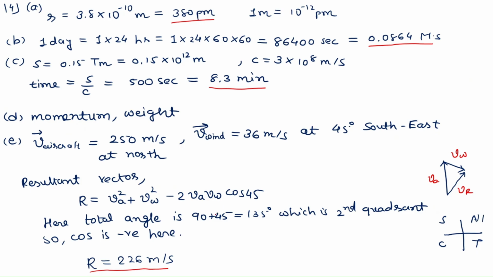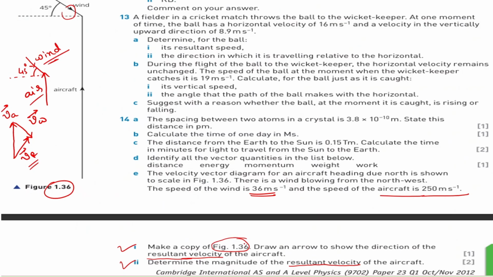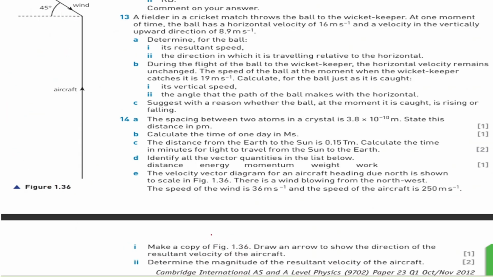Now, I also forgot about the arrow. This is all about the answer of part E. First we make the resultant vector, and then we find the value of the resultant vector. That is all about questions number 13 and 14. Now we go on to question number 15.